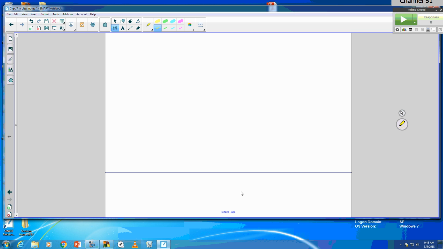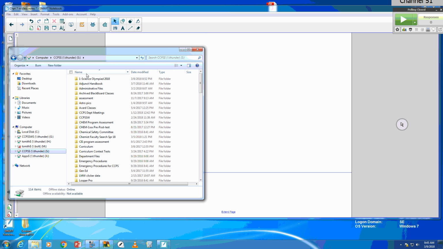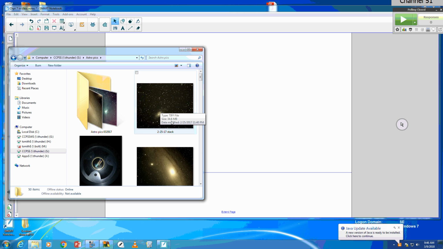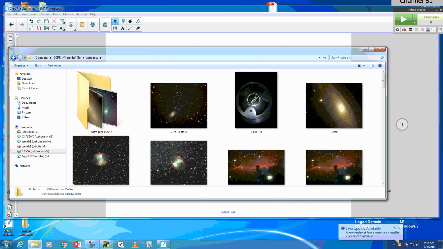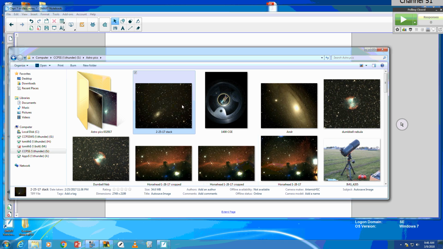So I'll show you just a couple examples of images. A lot of the images that you see are created with filters. So AstroPix. These are all images that I've taken.